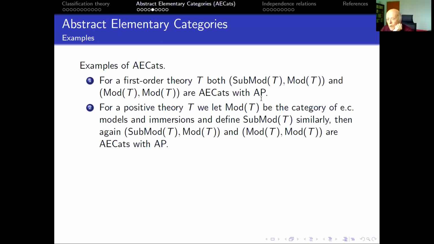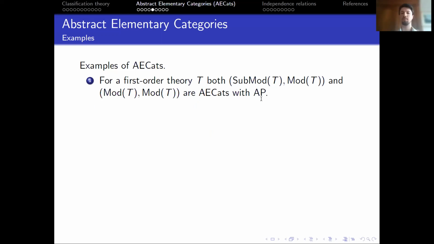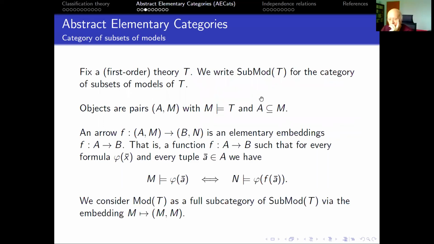Mark, what's immersion? Immersion, let me just quickly go here. That's if, for this function, I restrict to positive existential formulas, and then require this if and only if statement.